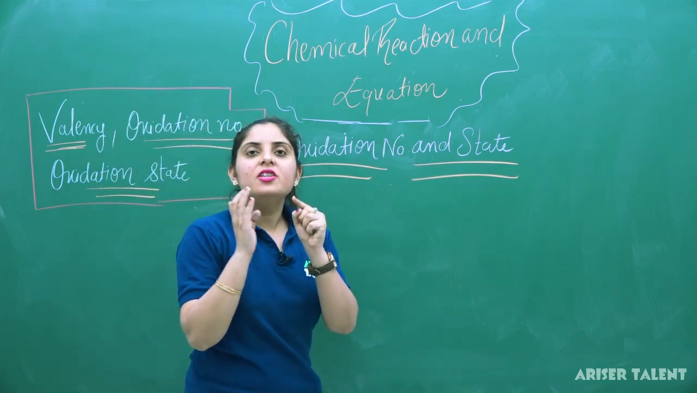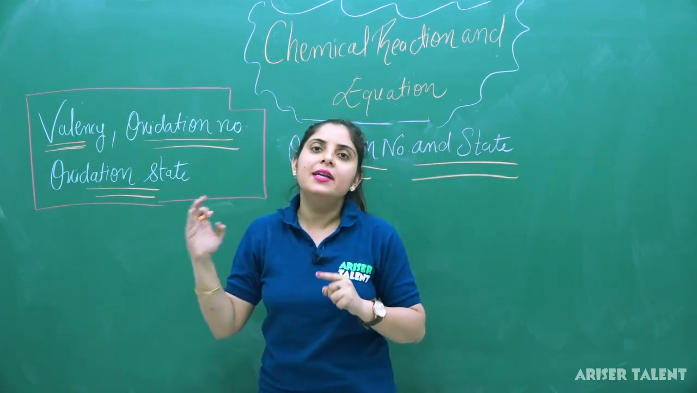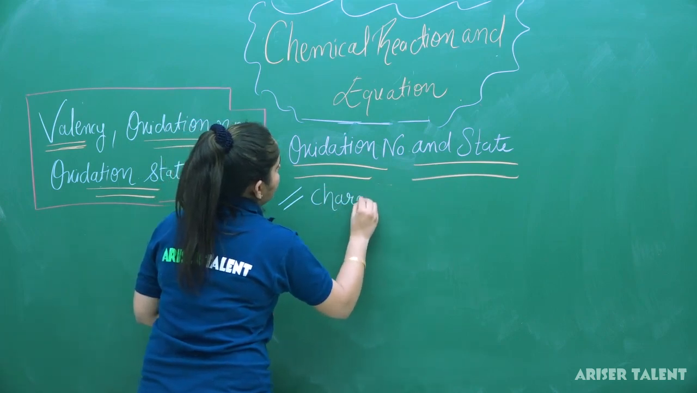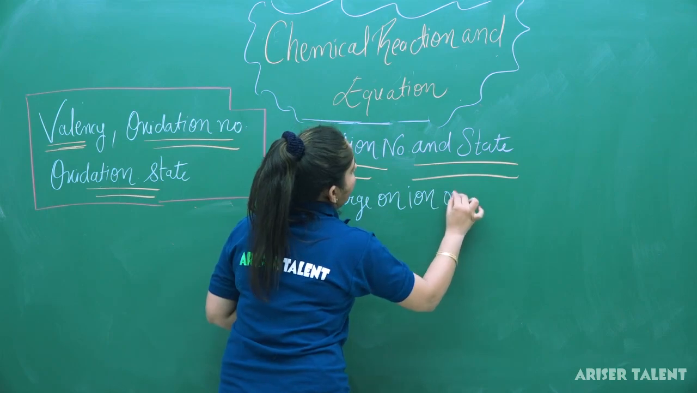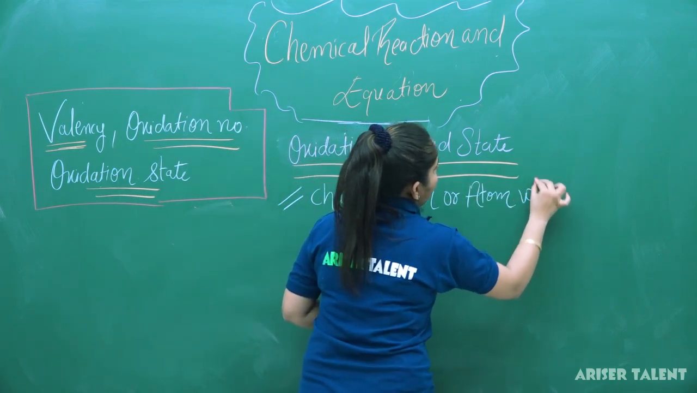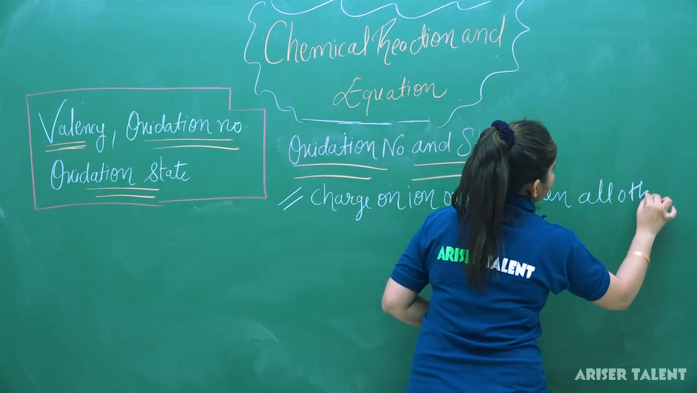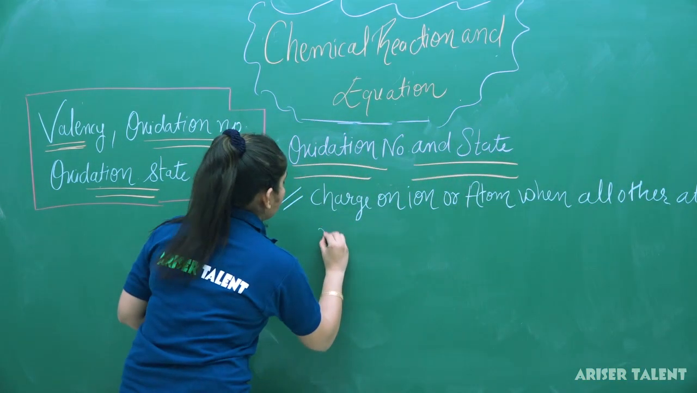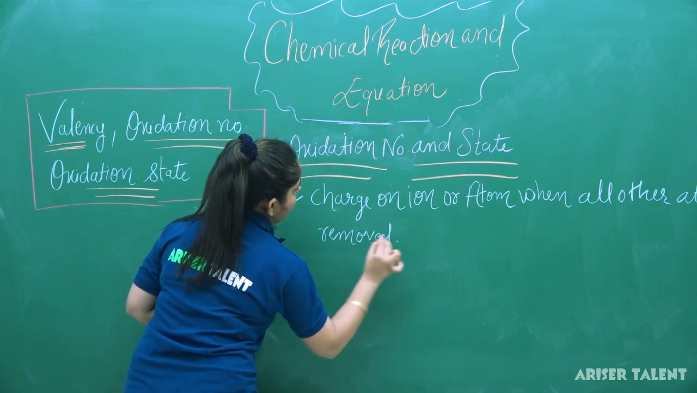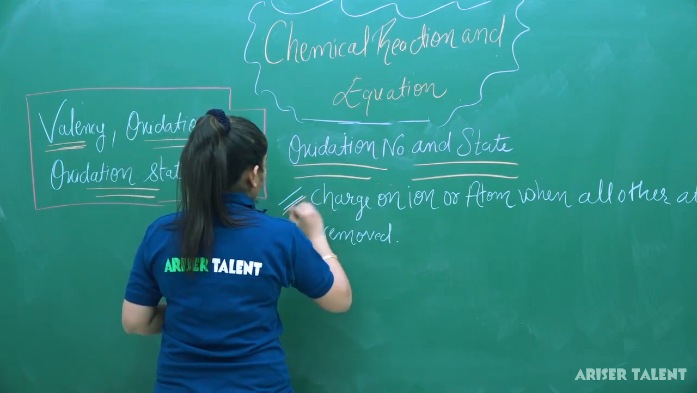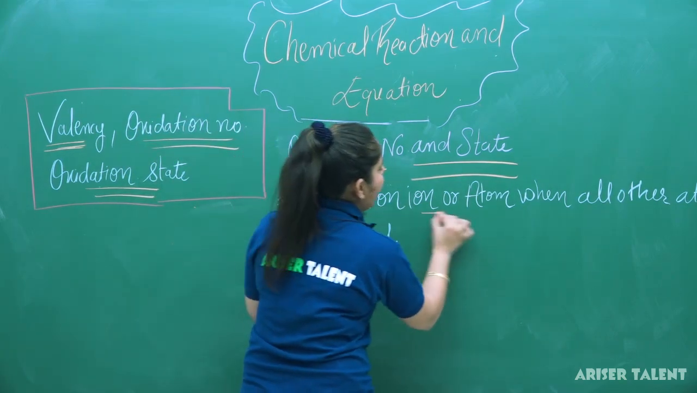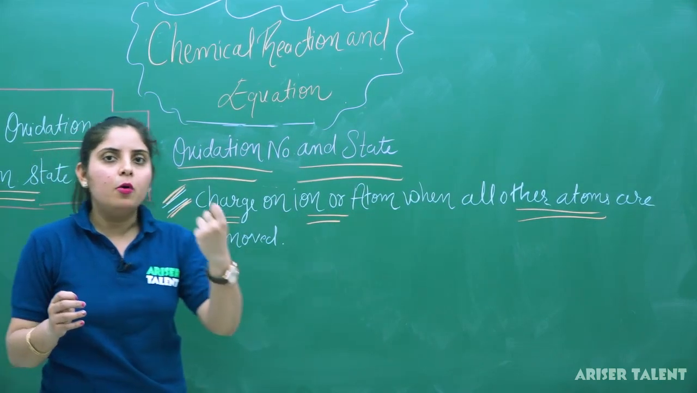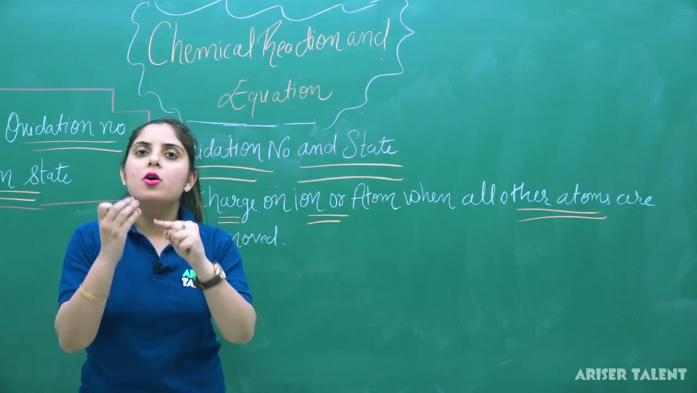Oxidation number is basically the charge on an atom or ion when all the other atoms are removed from that compound. So it represents the charge on an atom but without having all other atoms in a molecule. Now valency is a pure number without any sign on it, and oxidation number will be represented by a positive sign or negative sign.